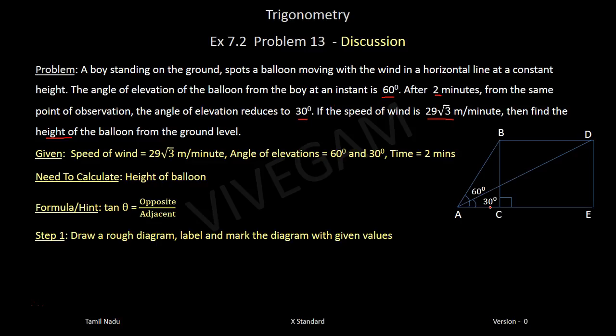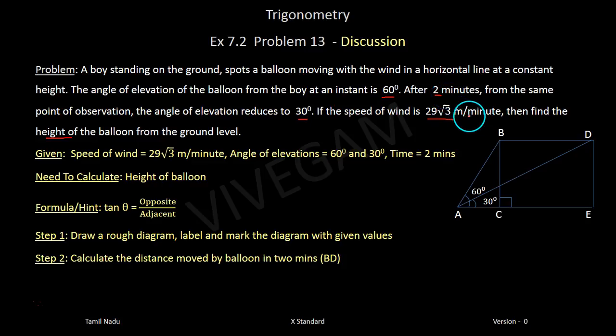So step 1, as usual, draw a rough diagram, label and mark the diagram with the given values. Step 2, calculate the distance moved by the balloon in 2 minutes. It was originally here, and it moved from here to here in 2 minutes. And what is the speed? Speed of the balloon is nothing but speed of the wind. So that is how we should take. Speed of the wind is 29√3. So distance equals velocity or speed into time. So 29√3 into 2 minutes, and see, this is in per minute, so this is also in minutes. Suppose this is given in hours, you need to convert this to hours.